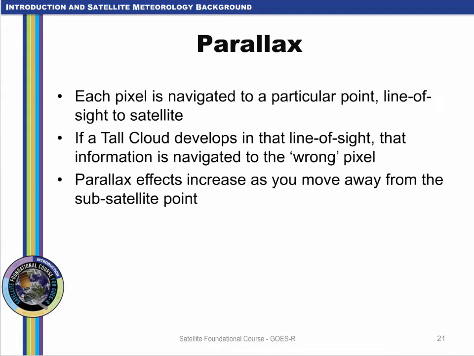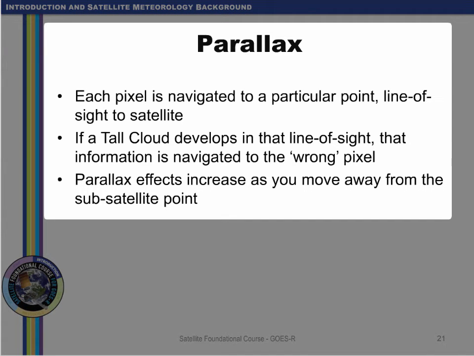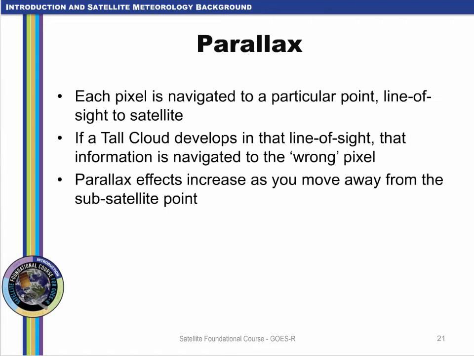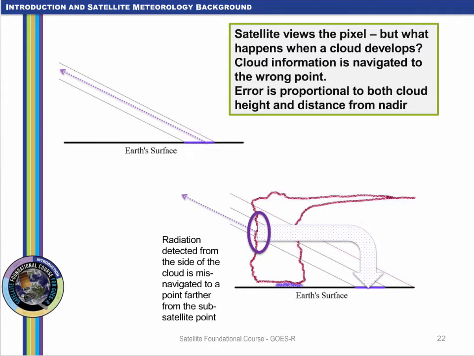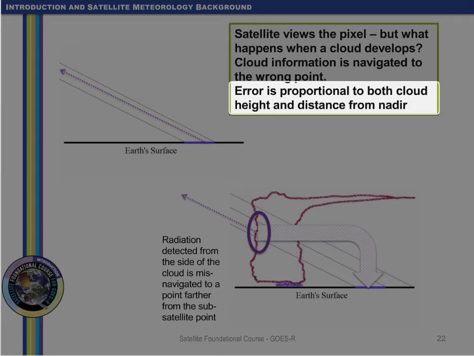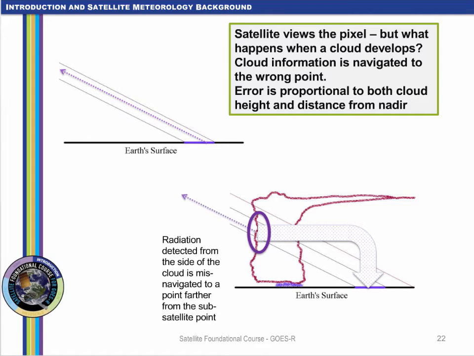Switching topics now. Parallax is a well-known misnavigation that happens when something, a cloud feature in the atmosphere for example, blocks the view of the surface. Parallax error can be computed as a rather complex geometric problem. It is related to how high a cloud is and how far that cloud is from the subsatellite point, with the effect increasing for higher and higher clouds and for points farther and farther from the subsatellite point on the equator. In clear conditions, satellite observations come from the surface pixel and are navigated to that point.